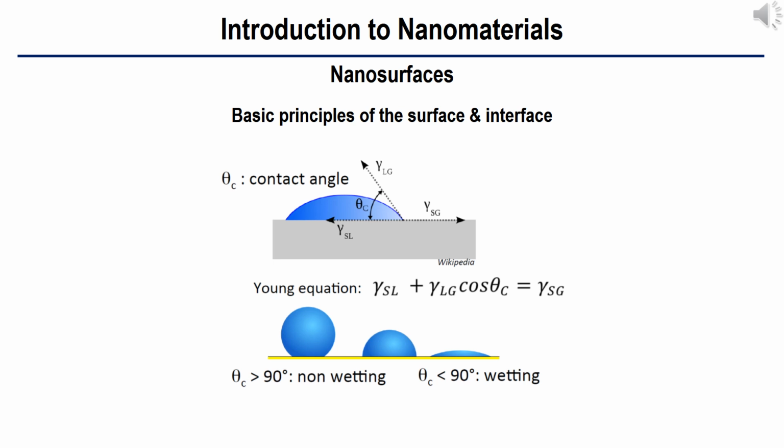When the liquid is water, the contact angle acts like a standard to determine the surface properties. For example, the surface is called hydrophobic, which means that the surface dislikes the water, if the contact angle is greater than 90 degrees. In contrast, if the contact angle is smaller than 90 degrees, the surface is called hydrophilic, which means that the surface likes the water.